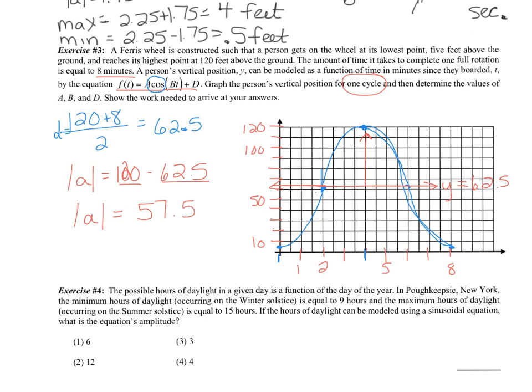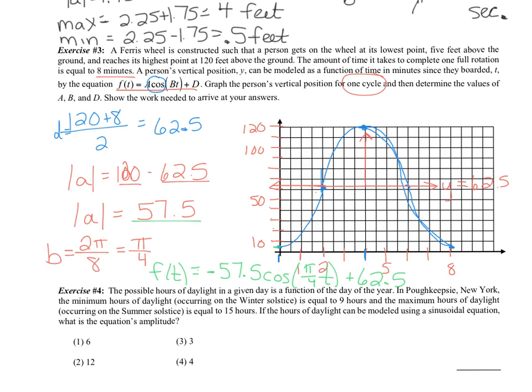Lastly, we're going to work with the period to find the b value. So b is going to equal 2 pi divided by the period, 2 pi divided by 8, which is pi over 4. So now I'm ready to write my equation. I'm going to start out with f of t. My a value is 57.5, but this is negative cosine because it starts at the minimum. So I have negative 57.5 cosine of pi over 4t plus 62.5.